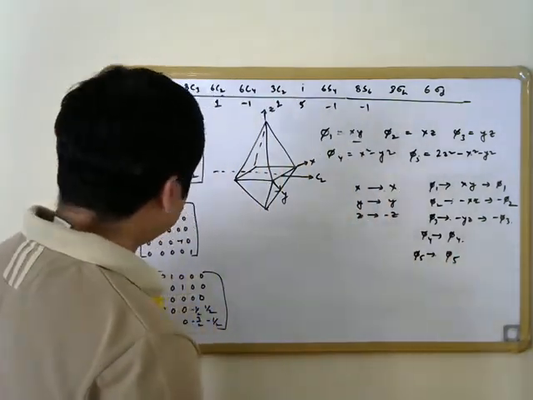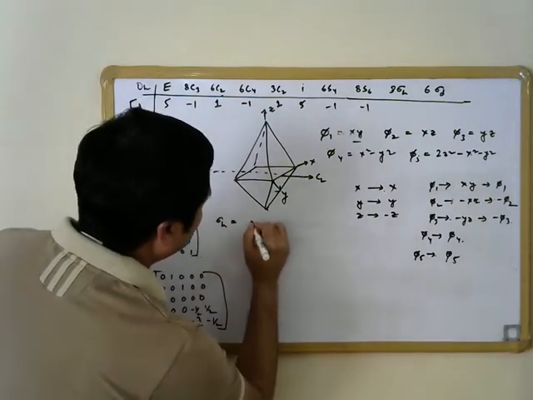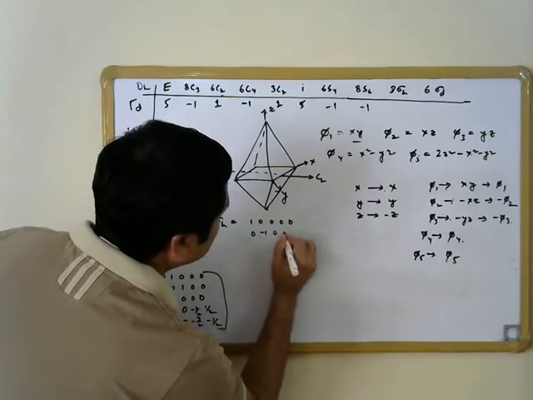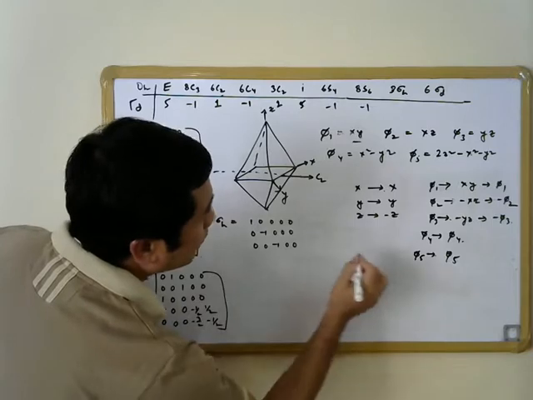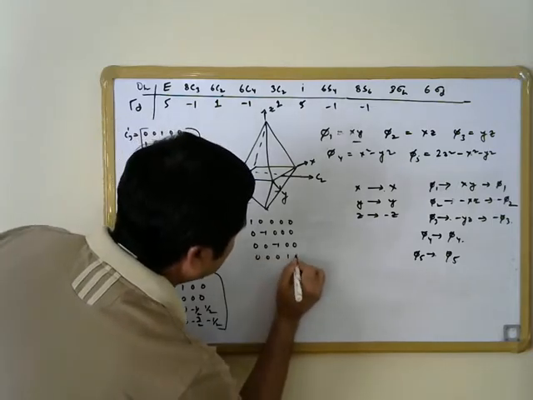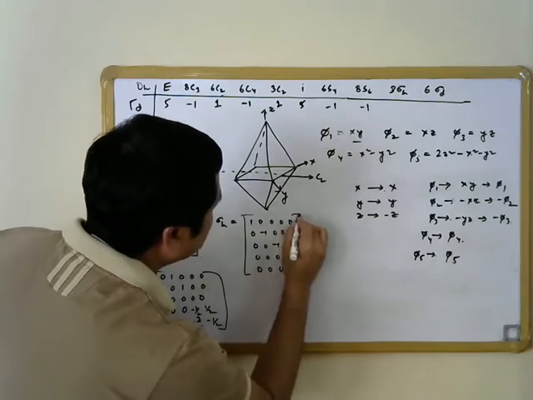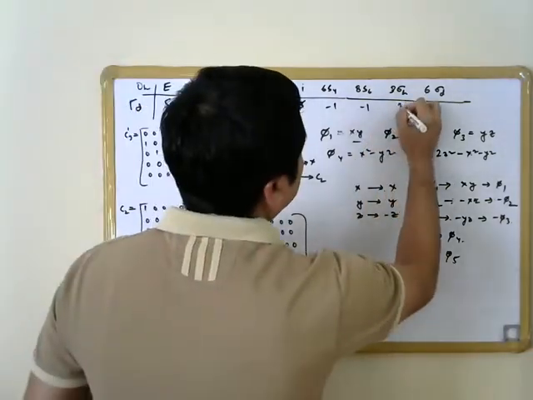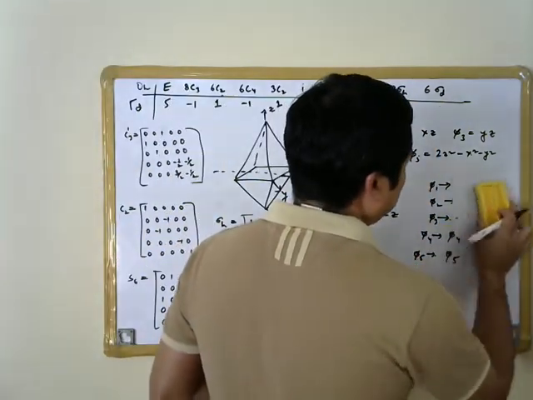So the matrix for sigma h as well, we can write, is going to be 1 0 0 0 0, 0 minus 1 0 0 0, 0 0 minus 1 0 0, 0 0 0 1 0, 0 0 0 0 1. So this is the matrix for sigma h, and the character of this matrix is equal to +1. So similarly, we can also do it for sigma d here.